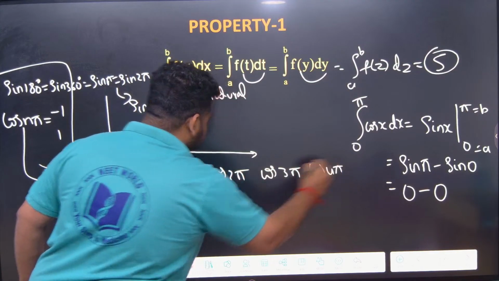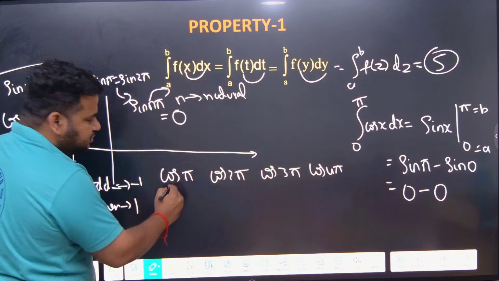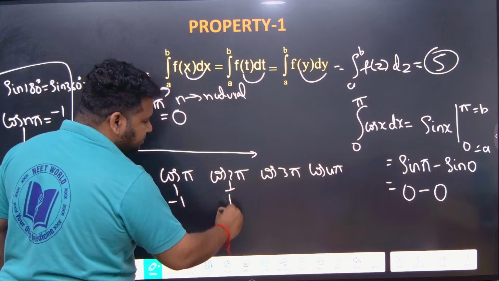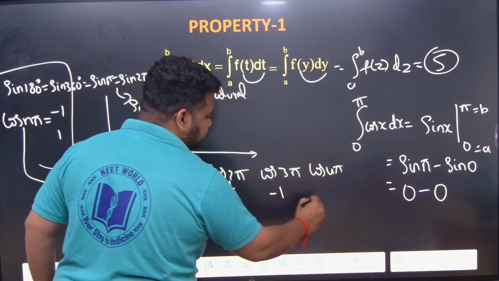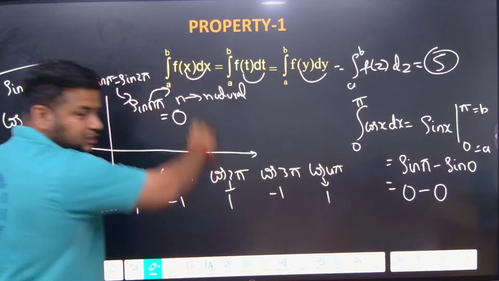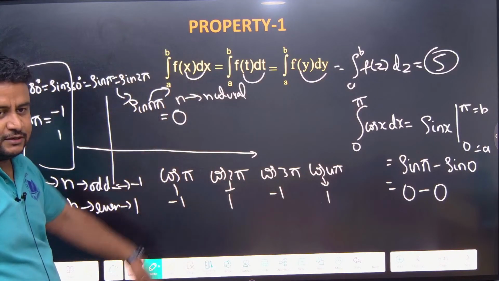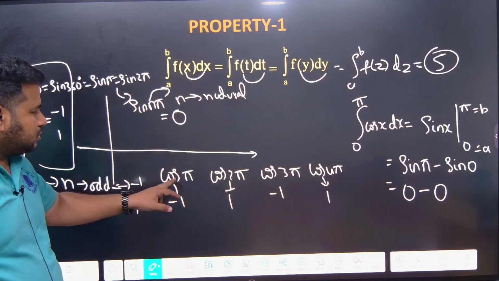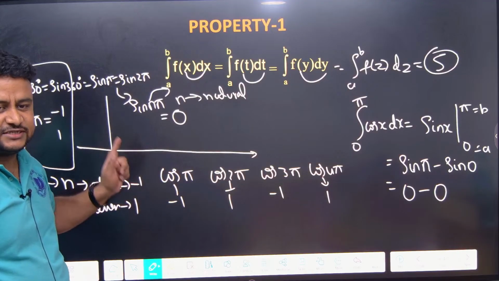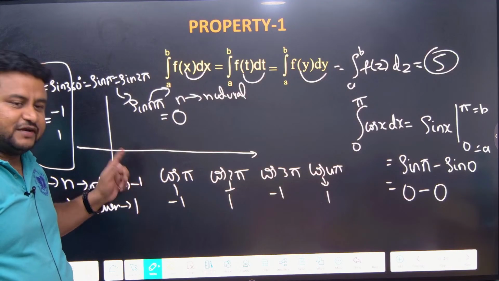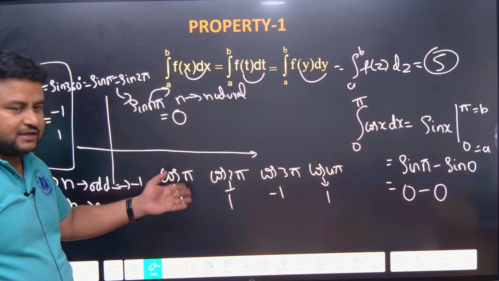So if I write cos pi, cos 2 pi, cos 3 pi, cos 4 pi, what will we have? So cos pi is what? 1 pi odd, so this will be minus 1. 2 pi is even, this will be plus 1. This will be minus 1, this will be plus 1. So graphically it will be oscillating between minus 1 and plus 1. So cos pi value is not 0, it is plus or minus 1. If it is odd, minus 1, even, plus 1.